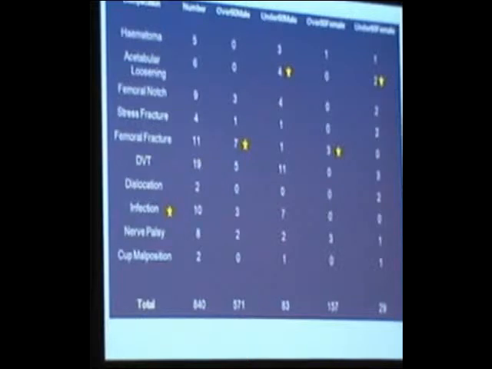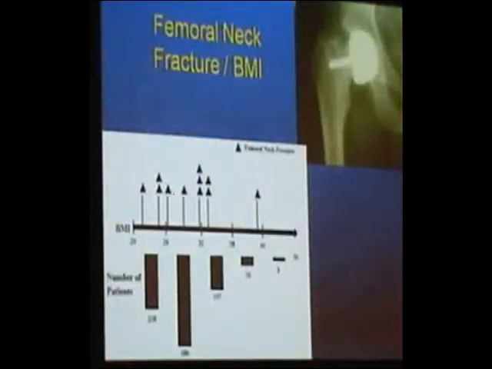Now, looking at this data further, we looked at femoral neck fracture versus body mass index. In the graph, the body mass index is on the horizontal line. The incidence of fractures are the small triangles, and the number of patients in each body mass index group is in the bar graph below. There was no statistical significance relating body mass index and fractures, and the power was quite good.